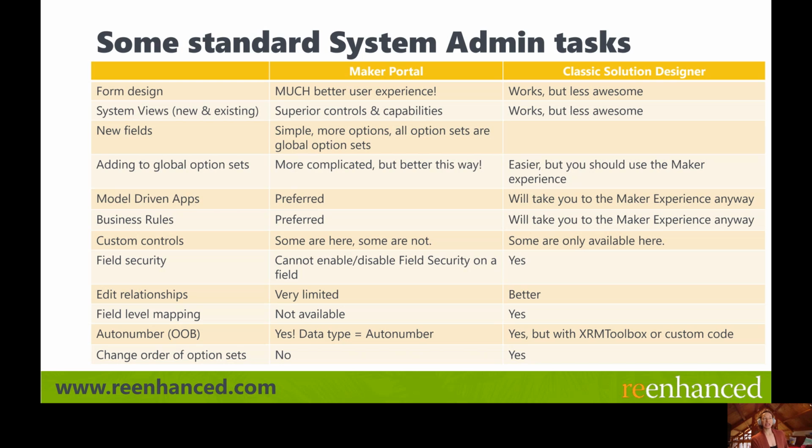Adding new fields. You can add new fields in either one. It's simple in the Maker portal, like I put here. There's more options. All option sets are global option sets, which is always great. Adding to global option sets, it's a little more complicated in the Maker experience than what I remember seeing in the Classic Solution Designer. But it's still great in the Maker experience, so you should do it over there.